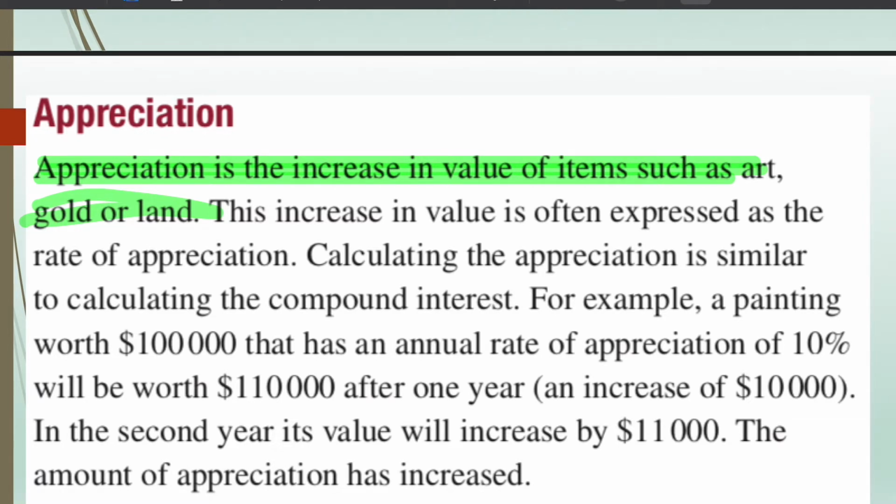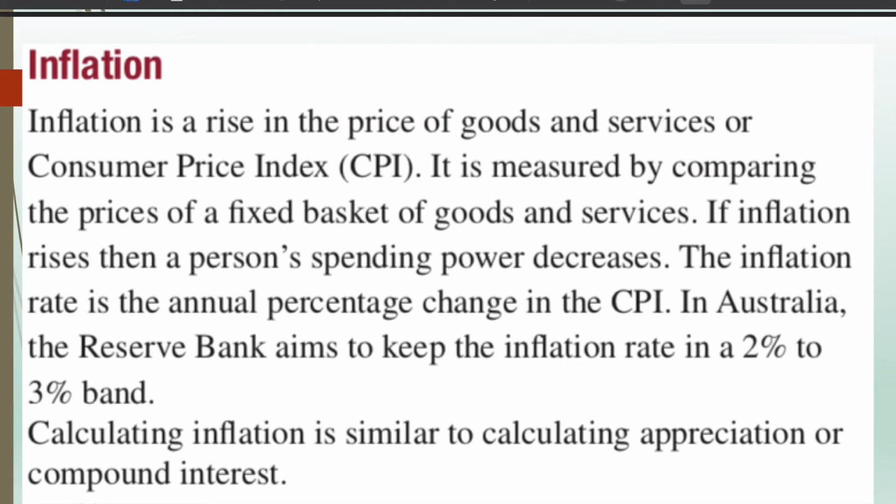A painting, for example, worth $100,000, appreciates at 10% per year. After 1 year, it's worth $110,000. And then the next year, we recalculate the appreciation based on that total amount. Same way we would do compound interest. Inflation is basically the cost of things goes up. Your money becomes worth a bit less. And it's usually also given as a percentage, so we can apply the compound interest formula here again.